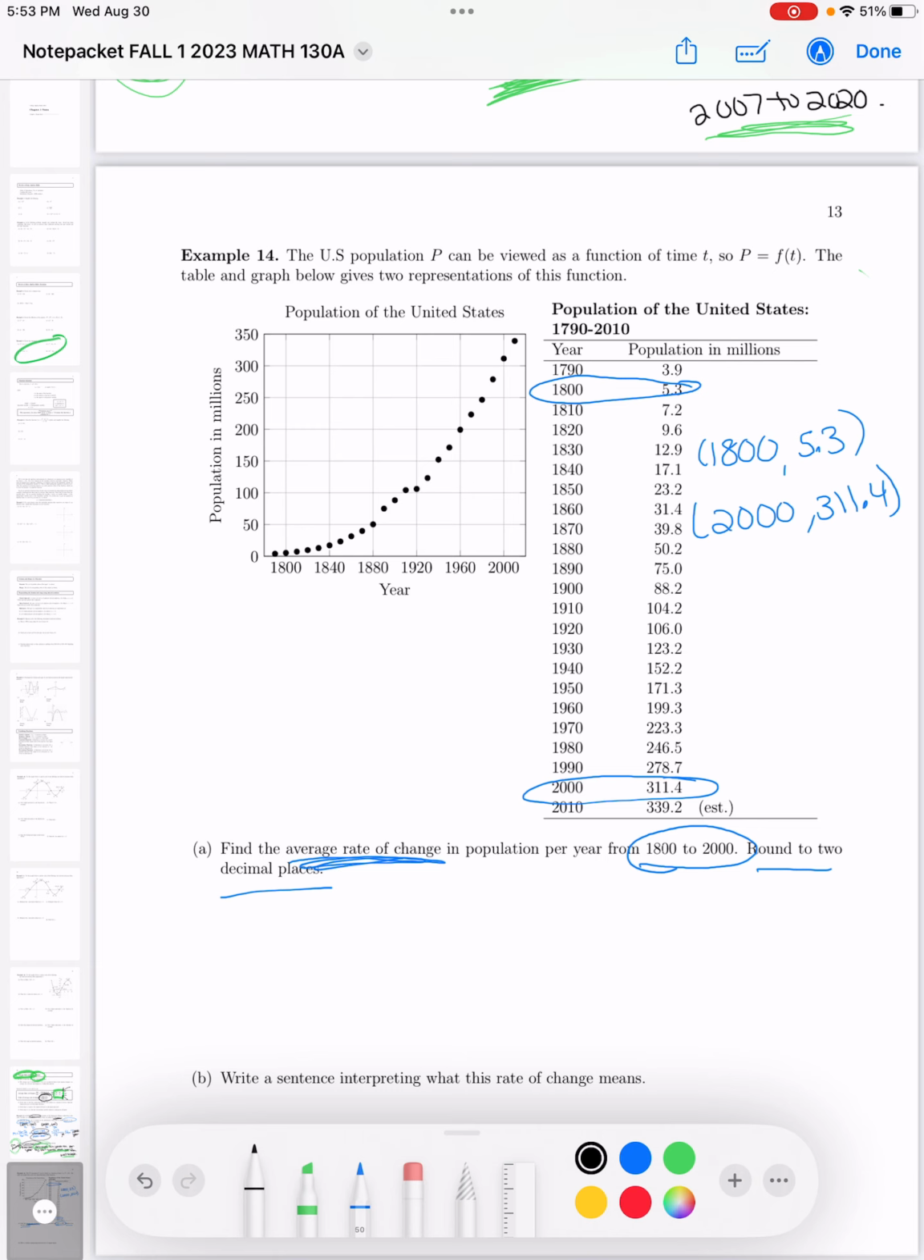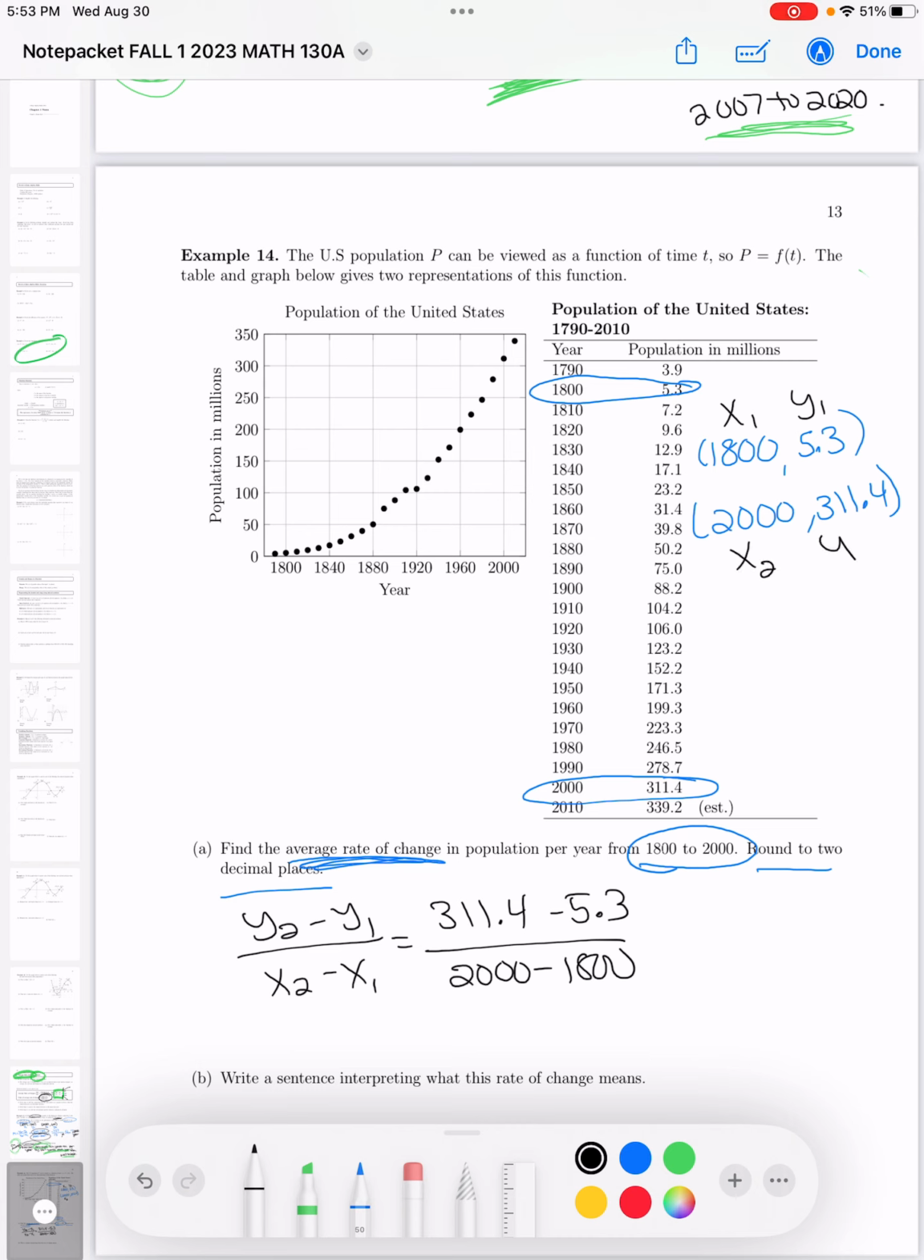All right, let's see how you did. I'm plugging into my slope formula. Just to remind everybody, using those numbers for my slope formula, I typed in the numerator, I typed in the denominator, and then I rounded that to two decimal places. If you got 1.53, you are doing well.